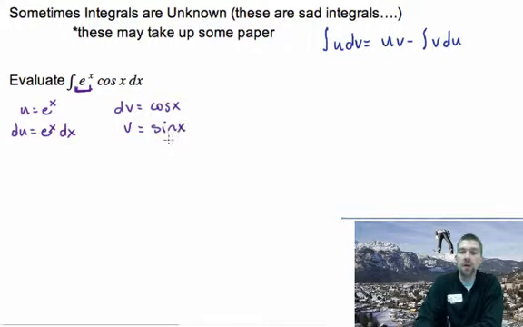So here's our initial setup. Okay, and what we're going to do is our uv minus the integral of v du. So u times v, that's going to be e to the x sine x, minus the integral of v du. So that's going to be e to the x sine x.